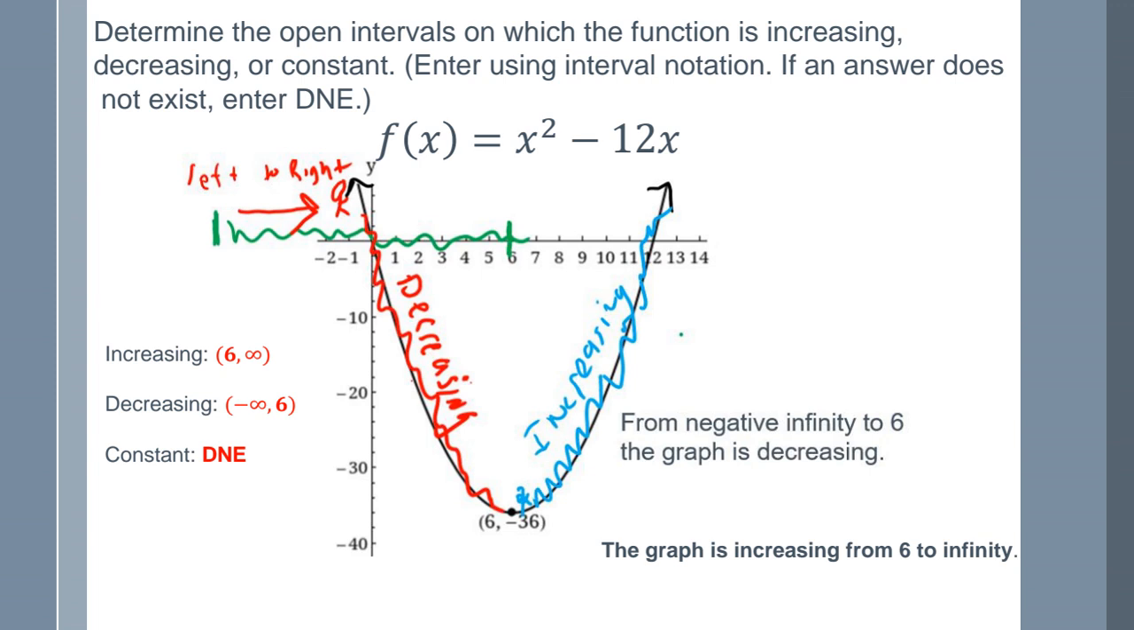So here are the results for this function of x squared minus 12x. It's increasing from 6 to infinity. And it's always parentheses, guys. We never put brackets. And it's decreasing from -infinity to 6. And for constant, it does not exist.